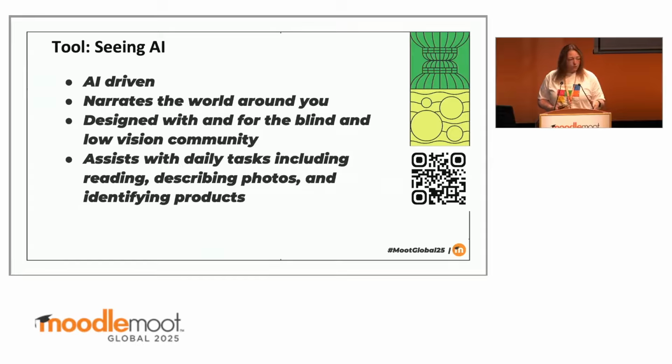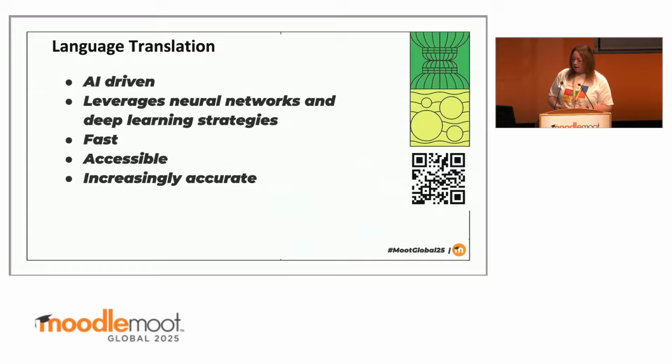Definitely assists with those daily tasks, what we call the daily activities of living, and describing the various things around you. Now imagine if you are visually impaired and you go to the grocery store and you're going down the cleaning aisle and you need dish soap, but that is next to some other type of cleaning chemical that would not be good to use on your dishes. Something like Seeing AI helps you to differentiate between what you're seeing, which creates a much safer environment for you. Language translation is another one.